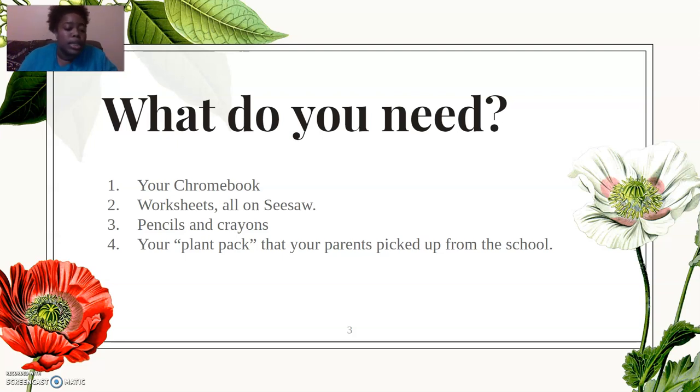Before you get started, please check your plant pack and make sure that you have these things. You should have a clear plastic cup. You should have a small baggie with some potting soil. You should have 5 pinto beans. Make sure you have 5. Then you should have a small cup for measuring how much water you give to your plant every day. So please make sure you have those things.